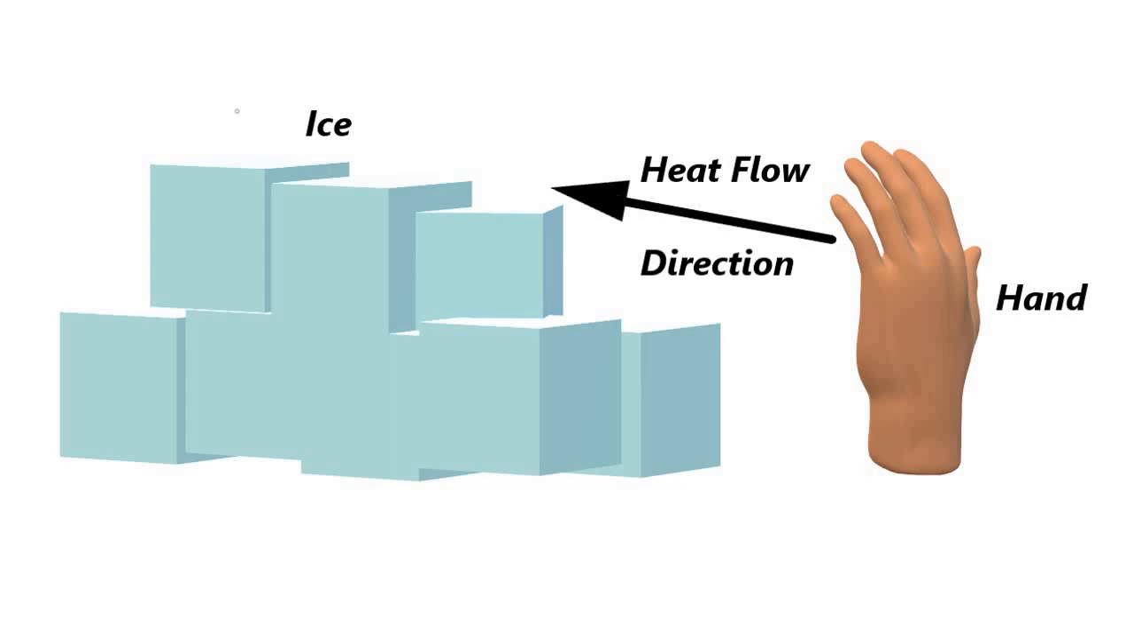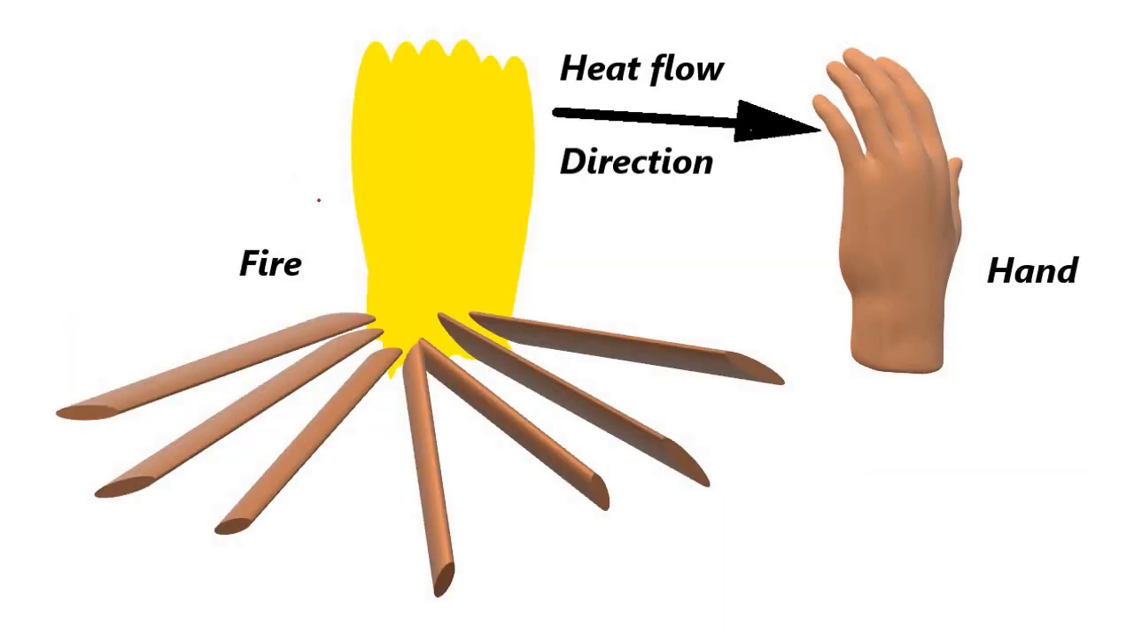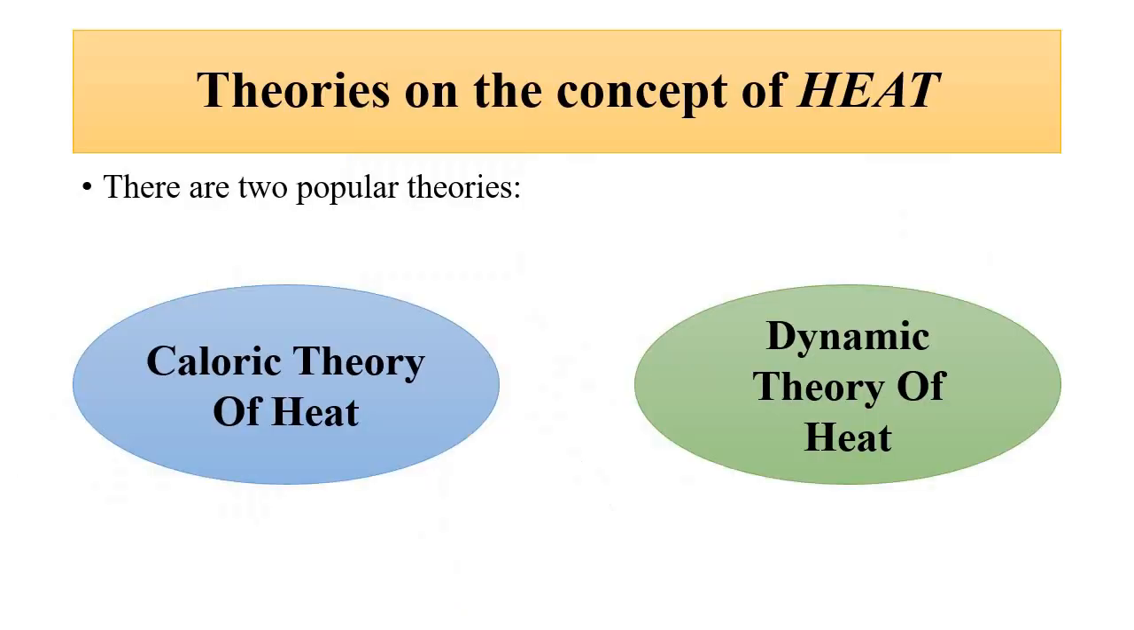So why does this heat flow in one direction in the case of ice and in the other direction in the case of fire? We have to understand that. In order to answer this question, there are two theories which try to explain the whole concept of heat flow. The first one is the caloric theory of heat, and the second one is the dynamic theory of heat.